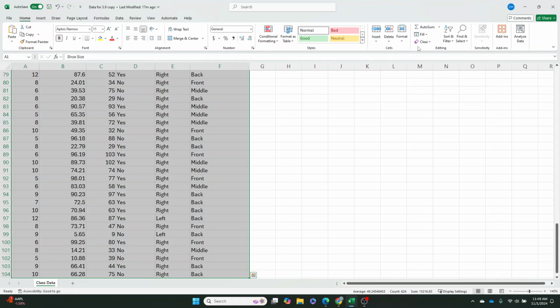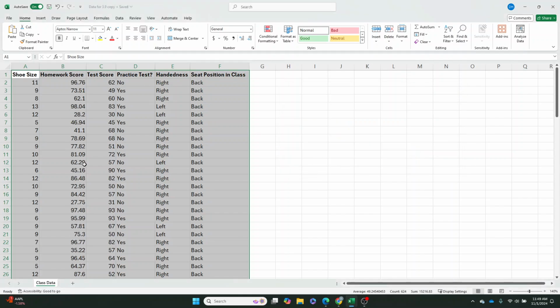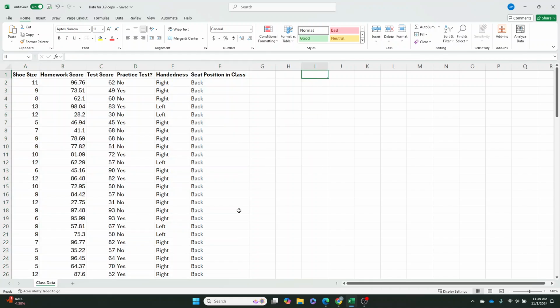So I'm going to go to sort and filter and do a custom sort. I want to sort by seat position in class. So now this will put all of these values in order, okay? And so I can make my columns back, back, middle, and front. And I can copy and paste the homework scores for people who sit in the back of the class.